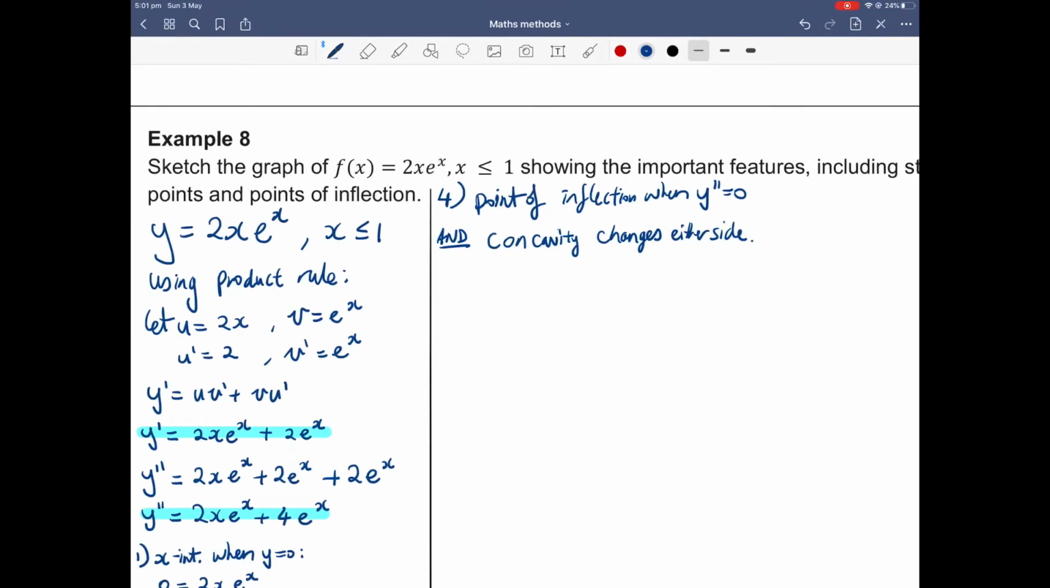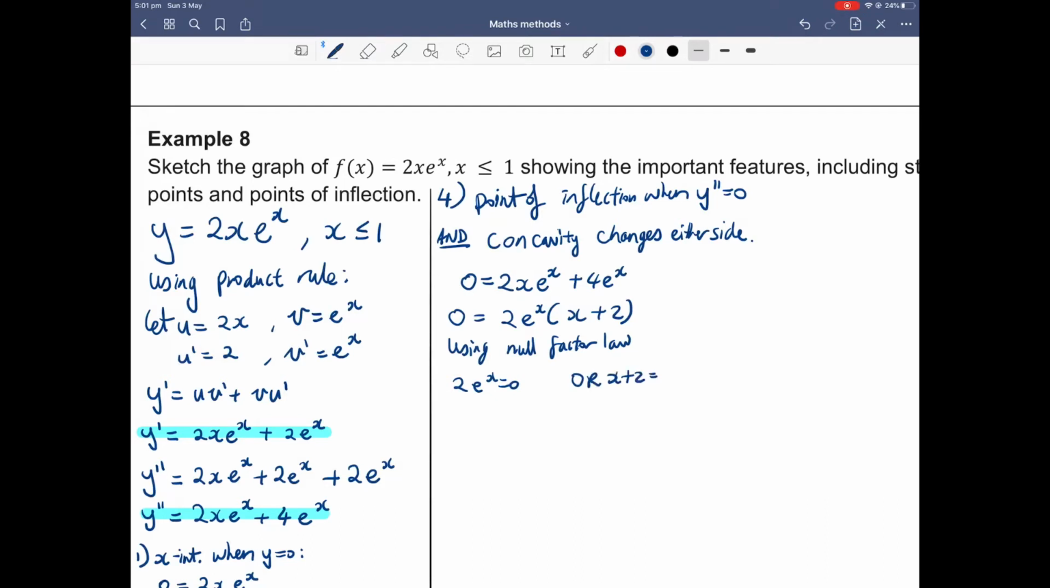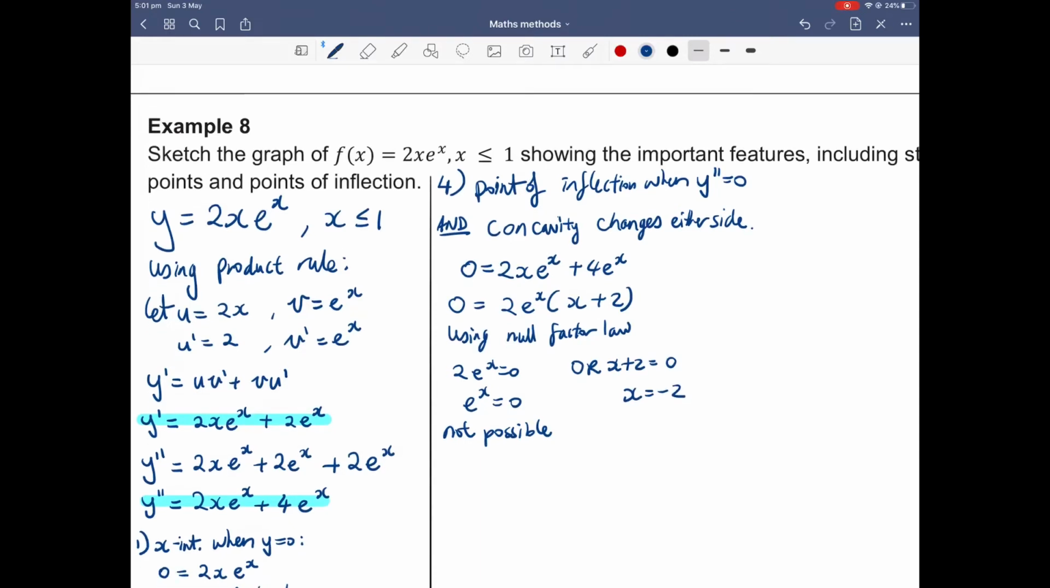So we're trying to solve for y dash dash, so 0 equals 2x e to the x plus 4 e to the x, because that's the double derivative. Let's factorize it out. So 2 e to the x gives us x plus 2 inside. So using the null factor law, 2 e to the x equals 0, or x plus 2 equals 0. So e to the x equals 0, which is not possible because you can't ln 0, or x equals -2.